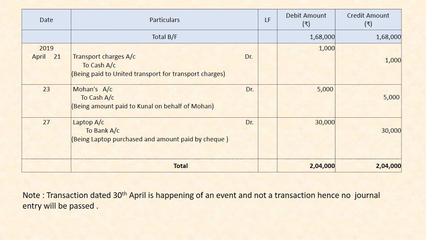Move to the next transaction dated 21st April. Paid for transport rupees 1,000 to United Transport. What will be the journal entry? Transport charges account debit 1,000 to cash account 1,000. Because cash goes out, therefore cash account is credited, and transport charges is an expenditure, therefore transport charges account is debited. Write narration in bracket being transport charges paid to United Transport.